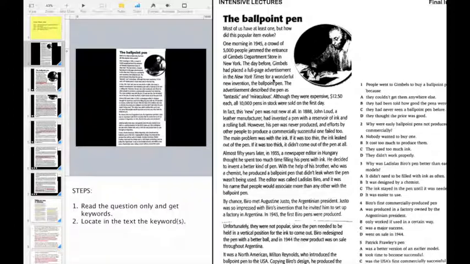So you say, the day before, Gimbals had placed a full-page advertisement in the New York Times for a wonderful new invention, the ballpoint pen. The advertisement described the pen as fantastic and miraculous. Although they were expensive, $12.50 each, all 10,000 pens in stock were sold on the first day. So why did people go to Gimbals? 5,000 people jammed the entrance.